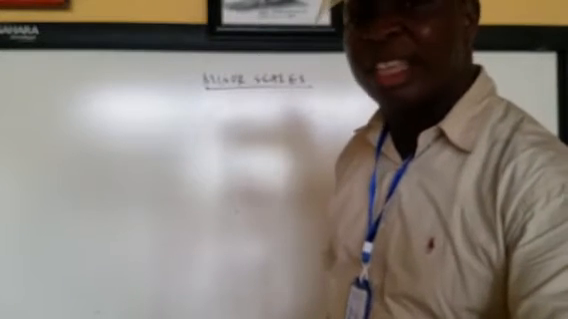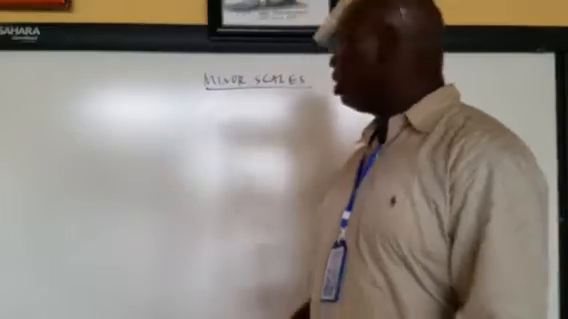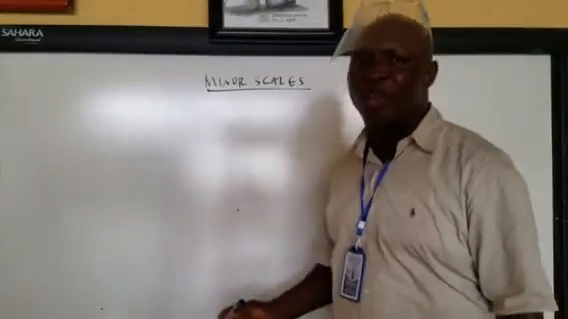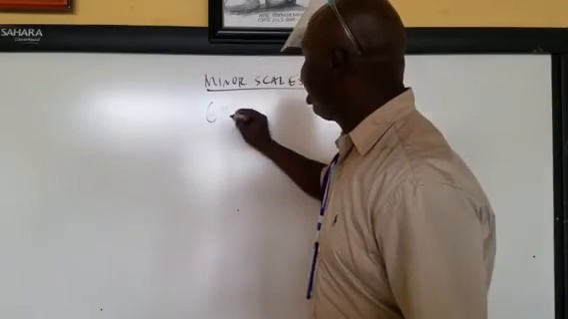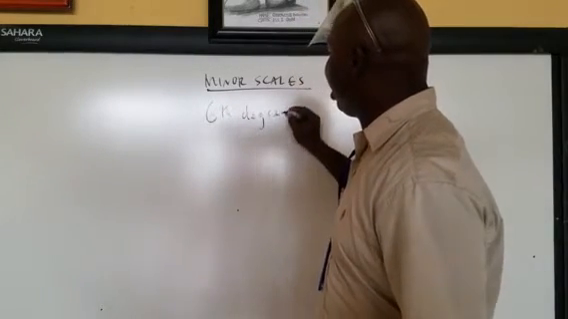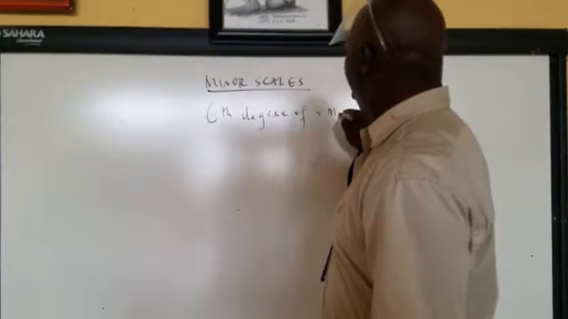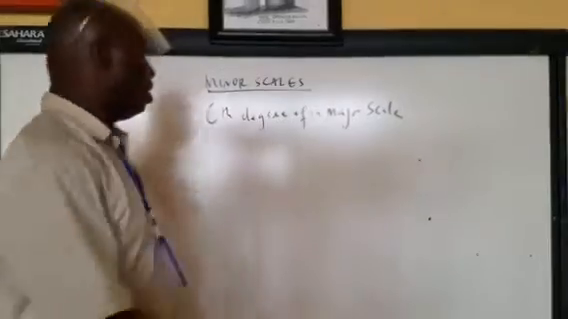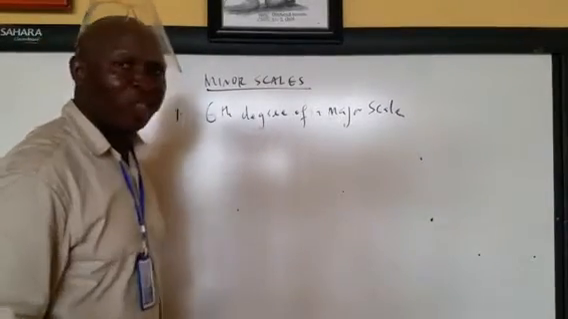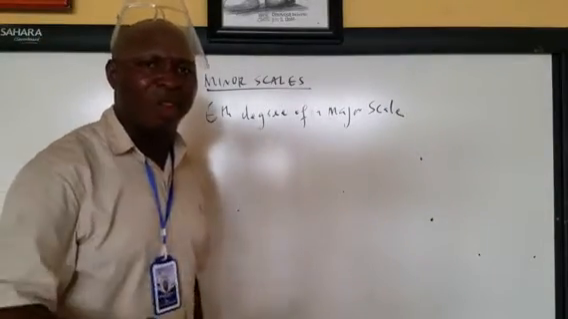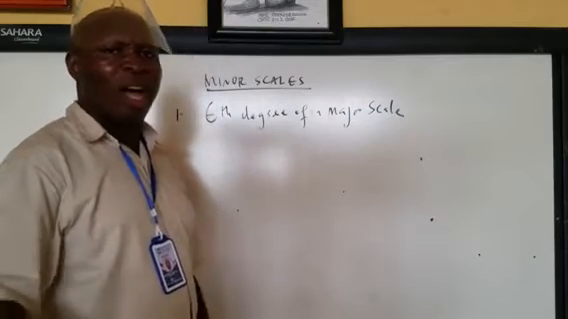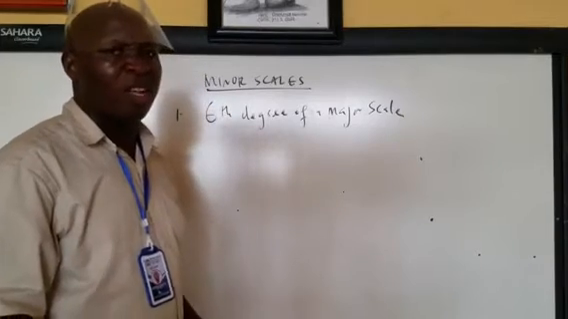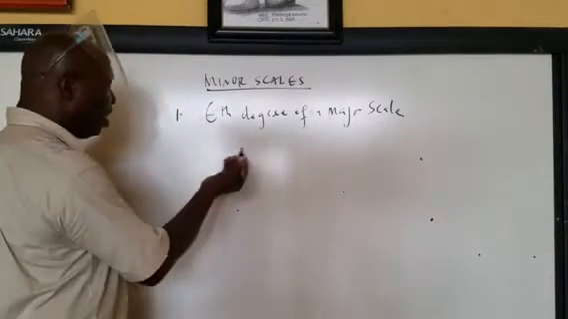A minor scale is a scale that begins from the 6th degree of a major scale. You have to write it down. That's one thing about the minor scale. It begins from the 6th degree of a major scale. The major scale is the normal scale you are used to. A major scale begins from the tonic.